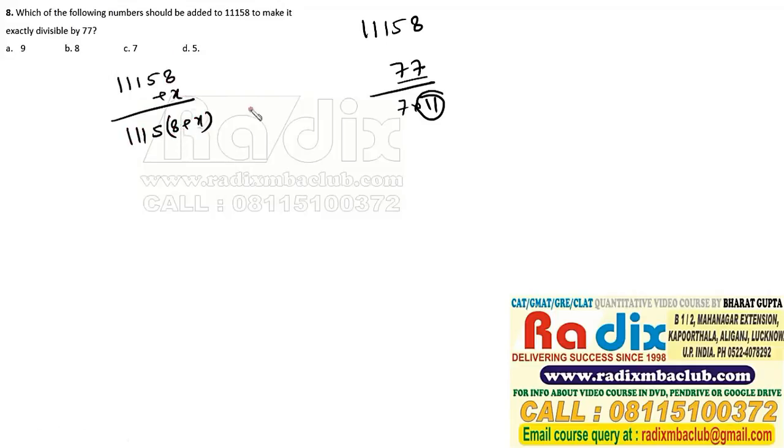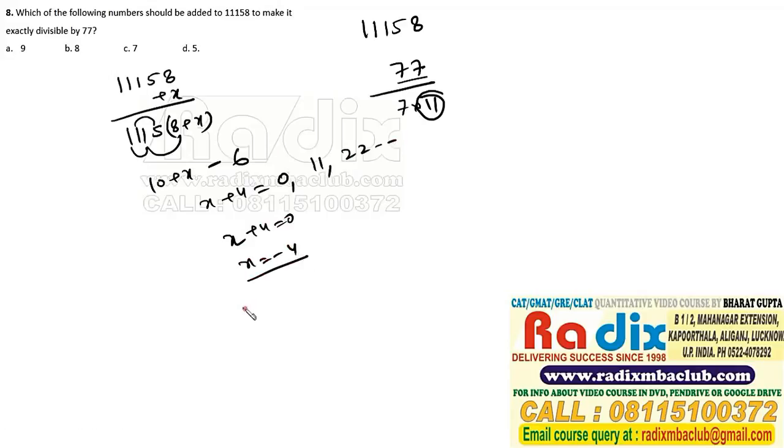Now for divisibility by 11, we will do it like this: the sum of alternate digits is 1 plus 1 plus x plus 5, that is 10 plus x, and the other is 6. Their difference, x plus 4, should be 0 or 11 or 22 and so on. If x plus 4 is 0, x would be minus 4, not possible. If we take x plus 4 as 11, x would be 7. 7 is also there in the options.